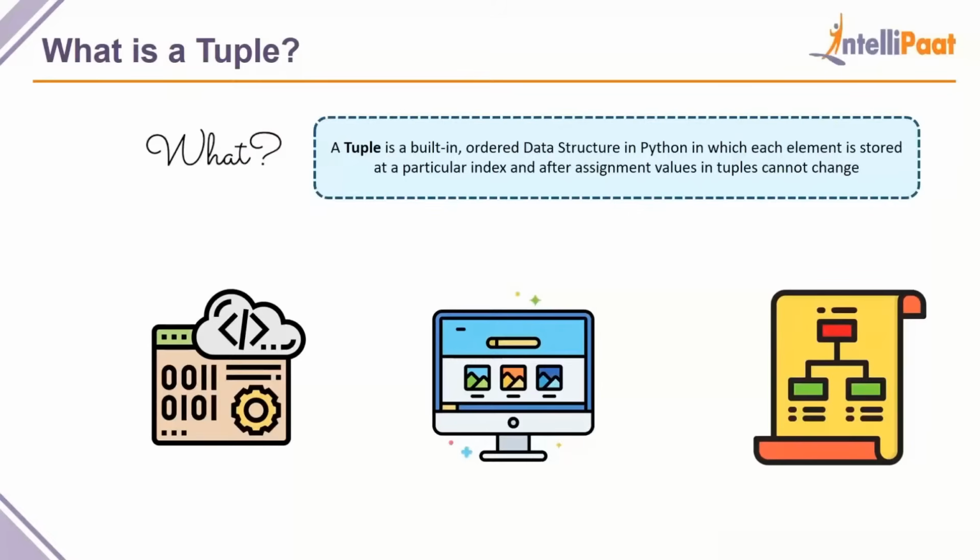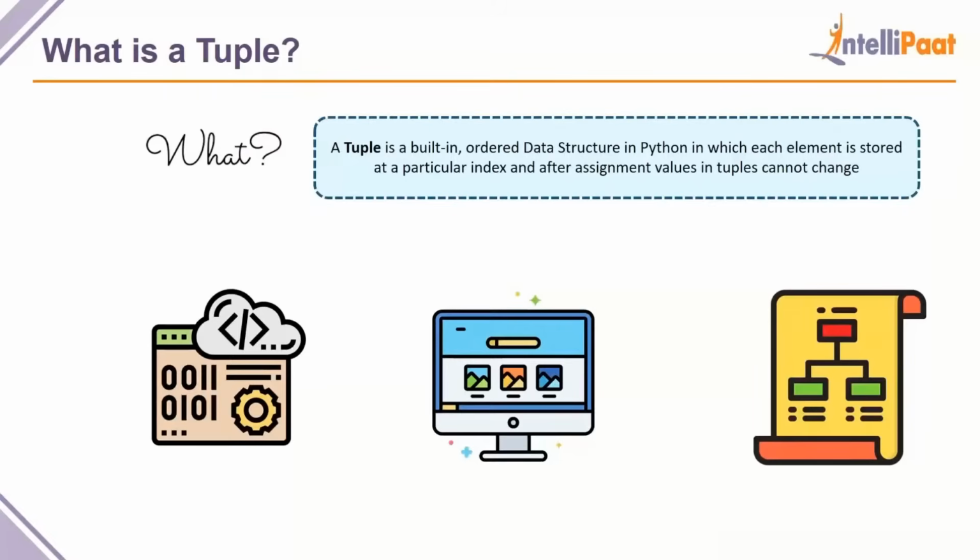So to give you an example, if you have a tuple and you have some data that you don't want to change throughout the execution of your program, this could be any kind of data, any type of collection of data that is going to remain constant throughout the execution of the program.